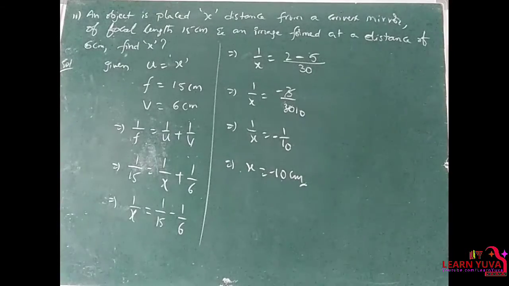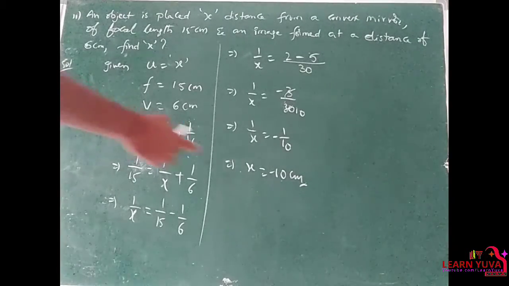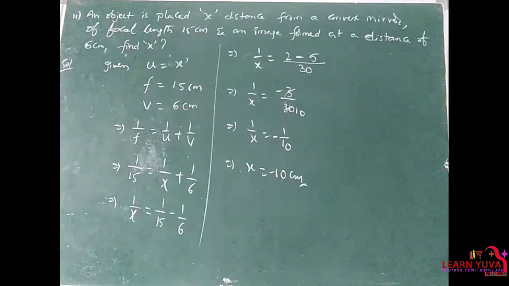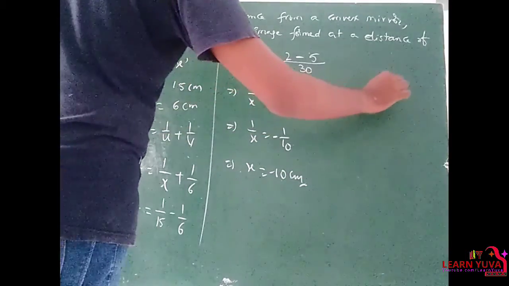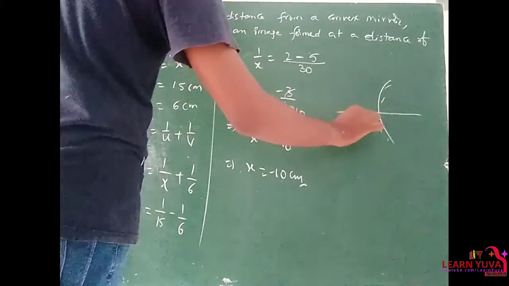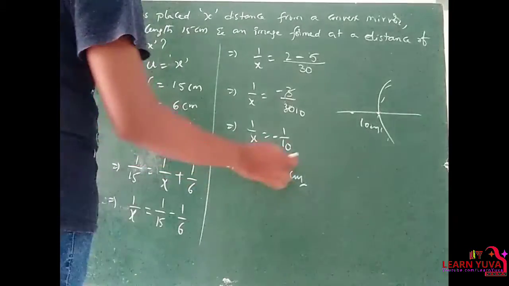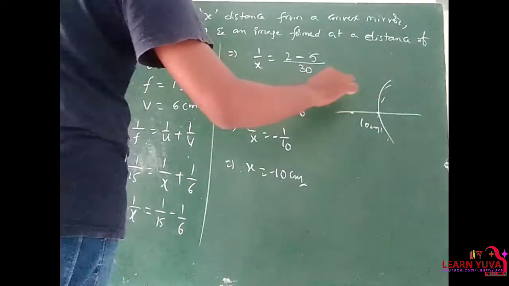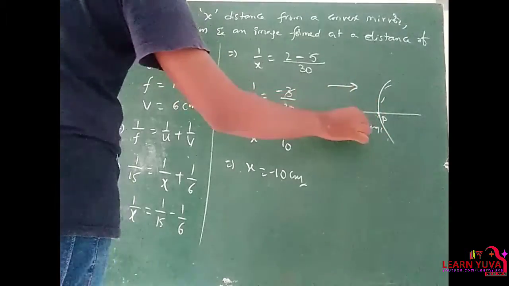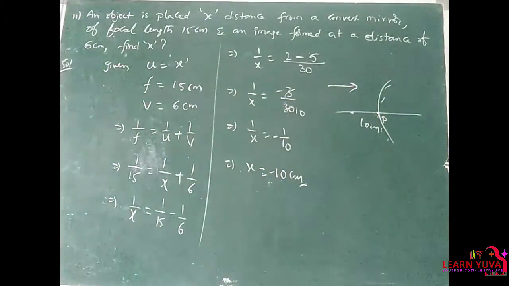Minus 10 centimeters. So the object distance from the convex mirror is 10 centimeters. Here minus indicates the distance from the pole. From here to here, 10 centimeters. So minus indicates it is opposite to the light direction. We are measuring from the pole, so opposite to the light direction, so the minus is placed.